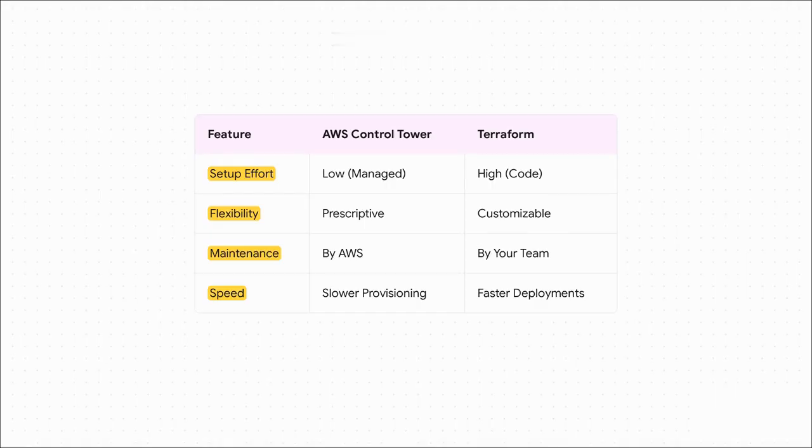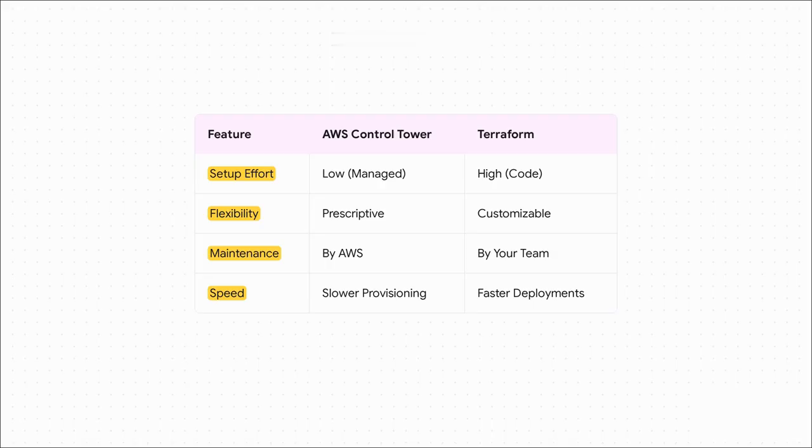With Control Tower, your setup effort is low. It's a managed service. Terraform? Well, it's high because you're writing custom code. But that trade-off flips when we talk about flexibility. Control Tower is prescriptive, so it's less flexible. Terraform gives you complete control. AWS handles the maintenance for Control Tower. With Terraform, that's on you. It really boils down to this.